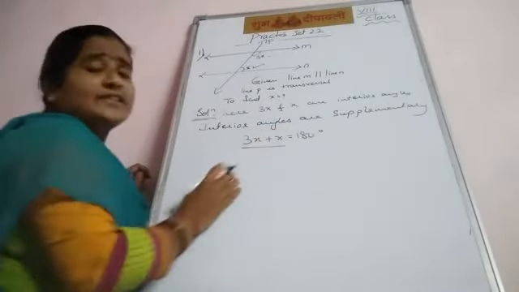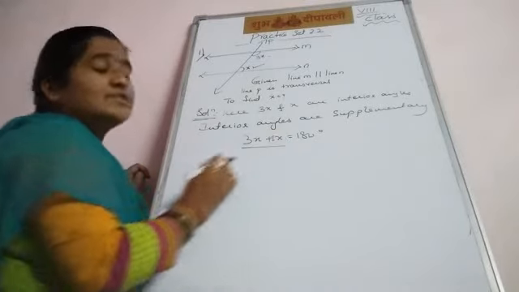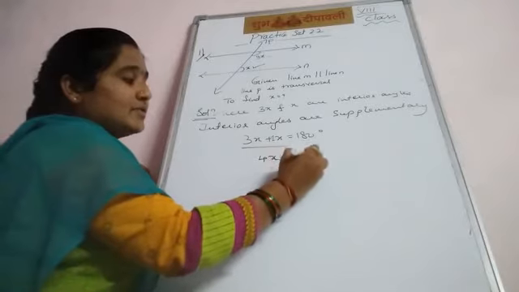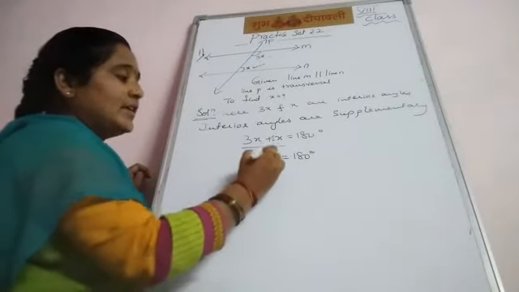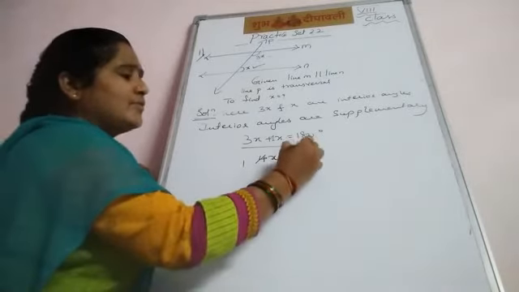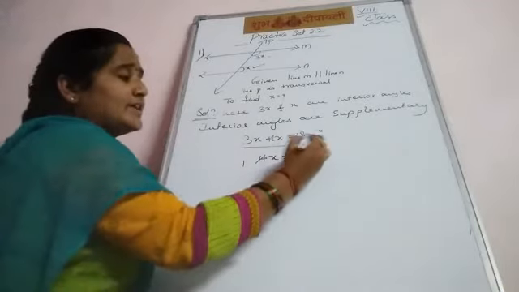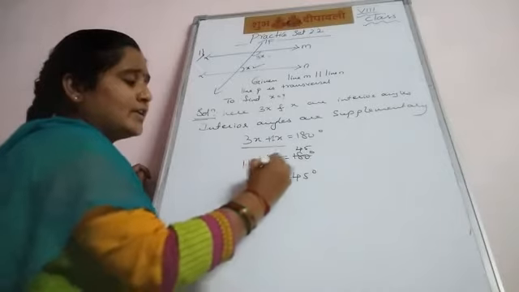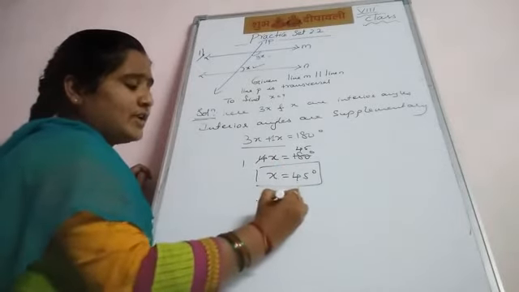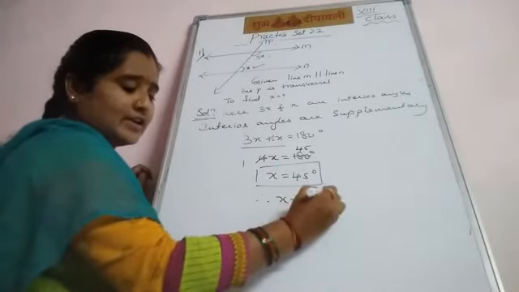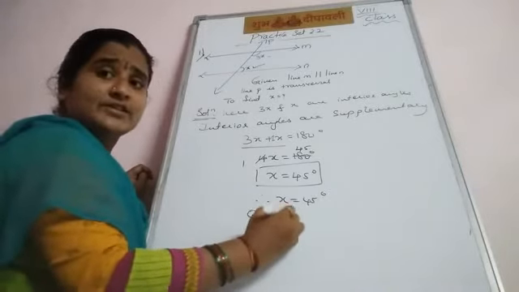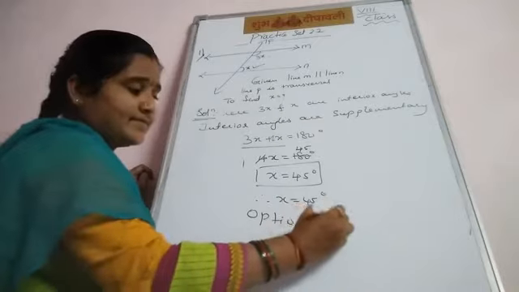These are like terms. Here the coefficient of x is 1. 3x plus x equals 4x, equal to 180 degrees. Cancel: 4 1s are 4, 4 4s are 16, 4 5s are 20. x equals 45 degrees. Therefore x equals 45 degrees. The value of x is 45 degrees. The option is C.